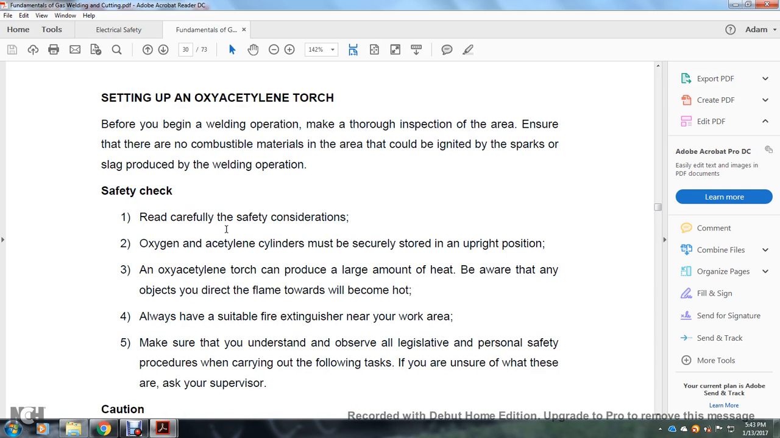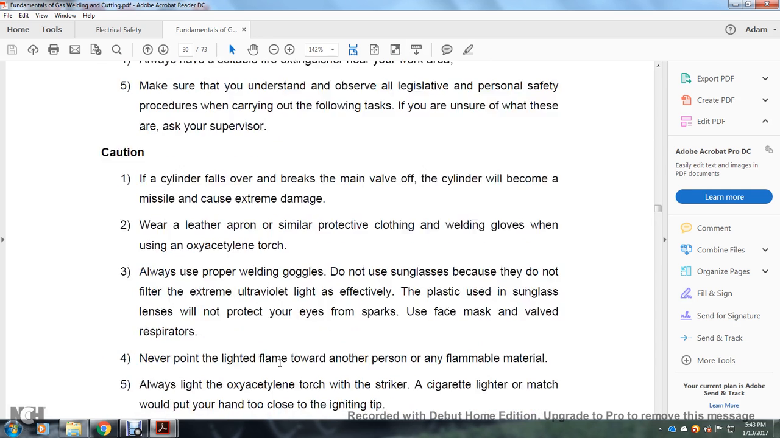Read carefully the safety considerations. 1. Oxyacetylene cylinders must be securely stored in an upright position. 3. Oxyacetylene torches can produce a large amount of heat. Be aware that any objects that you direct the flame towards will become hot. 4. Always have a suitable fire extinguisher near your work area. Make sure you understand the prescribed legislative personal safety procedures when carrying out the following tasks. If you are unsure of these, ask your supervisor.